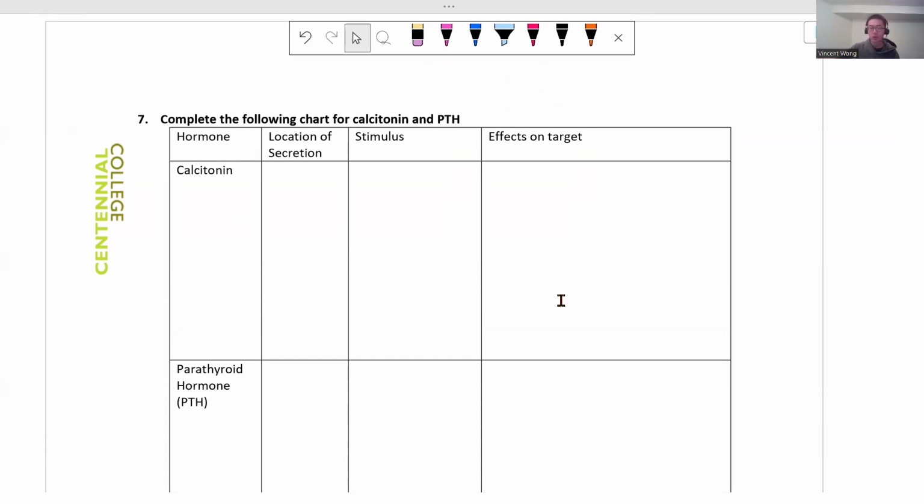So here we have 2 hormones, and we want to talk about the location of secretion. Where is it coming from? Hormones are secreted by endocrine glands, and they go directly into the bloodstream. So calcitonin is secreted from the thyroid gland. Thyroid. That's the one that gets big, right? When you don't have enough iodine, you might remember that. Calcitonin.